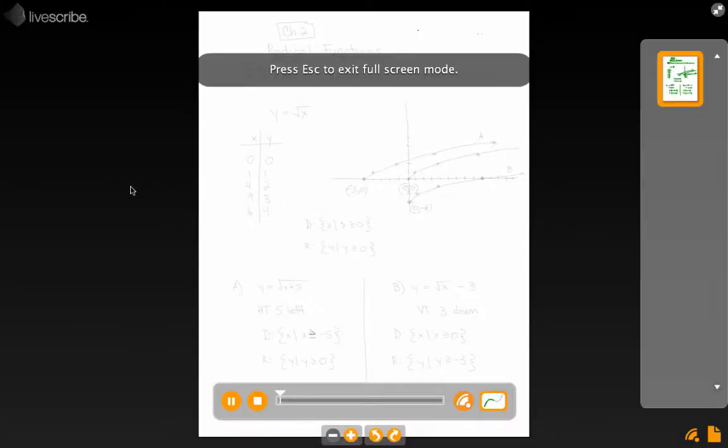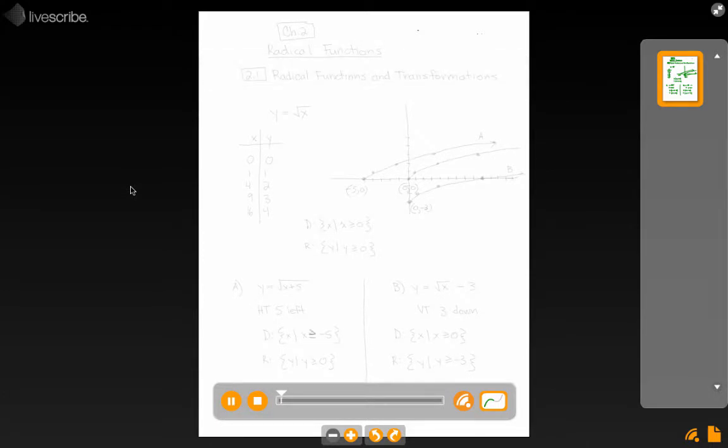So this is the start of Chapter 2, which is called Radical Functions. In particular, 2.1 is called Radical Functions and Transformations. We've just spent a whole chapter on transformations, so let's talk about what a radical function is. The basic one we're going to start with is y equals the square root of x.